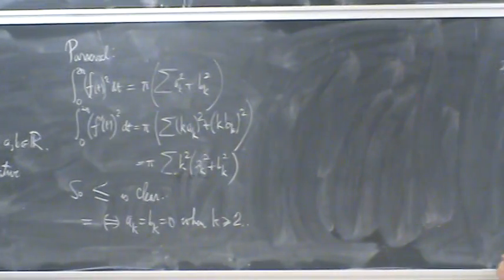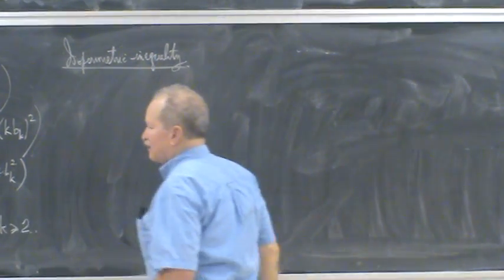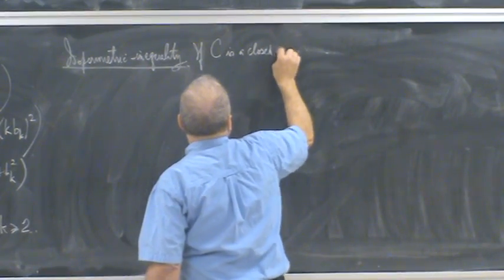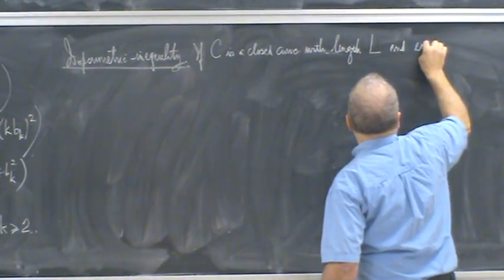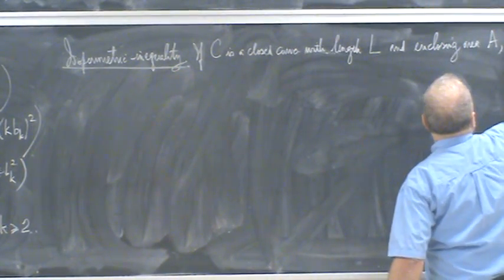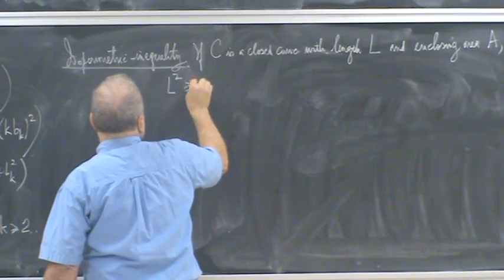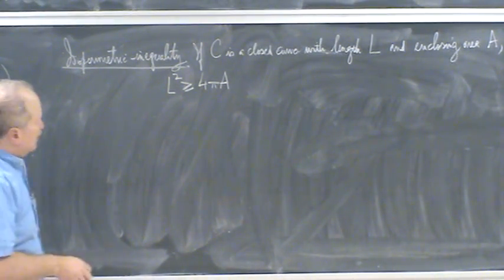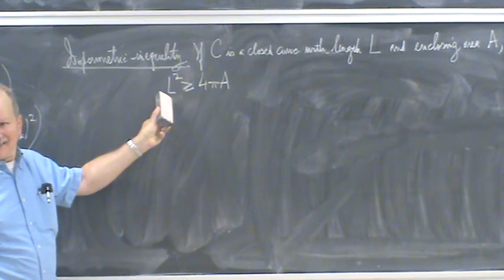All right, so here's the isoperimetric inequality. If C is a closed curve with length L and enclosing area A, then L squared is bigger than or equal to 4 pi A. The square of the length is at least 4 pi times the area. And what happens if you try a circle? You get pi r squared for the area and 2 pi r quantity squared for the length squared, and they're equal.